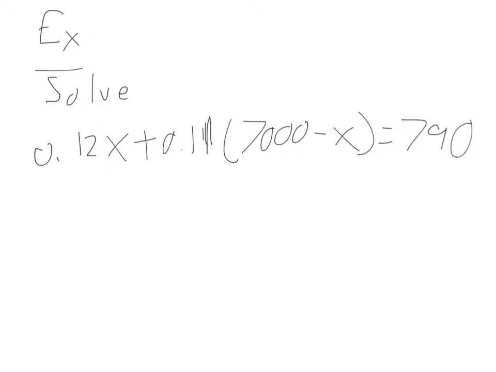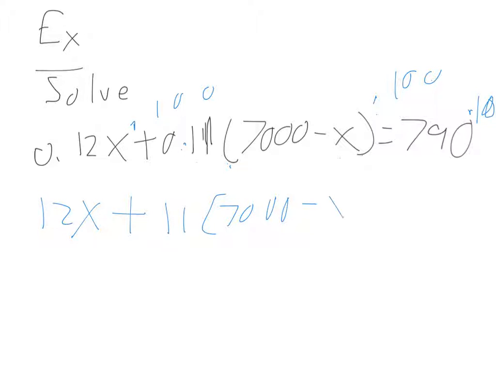Alright, we can multiply everything by 100. So that'd be 12x plus, now for multiplying 0.11 times this binomial, 7,000 minus x, times 100, you can just multiply the 0.11 and the 100 together, so that would be 11 times 7,000 minus x equals 790 times 100 would be 79,000.